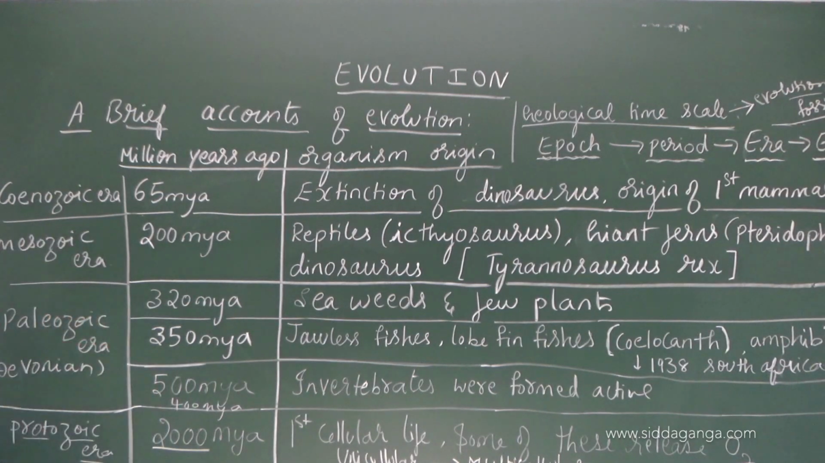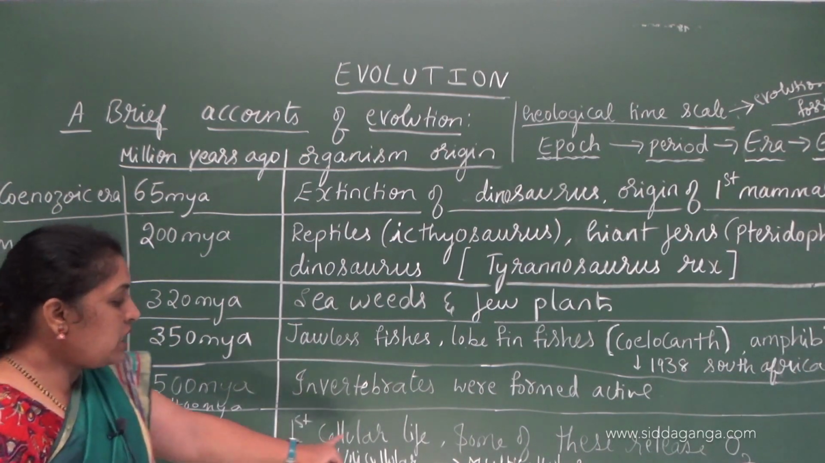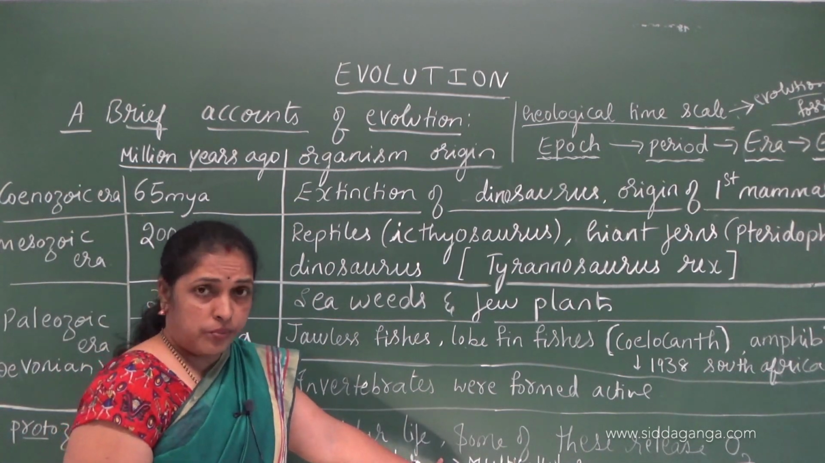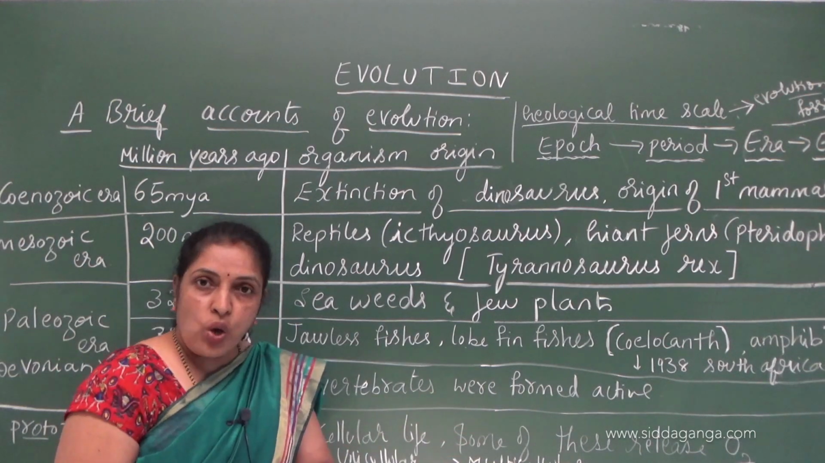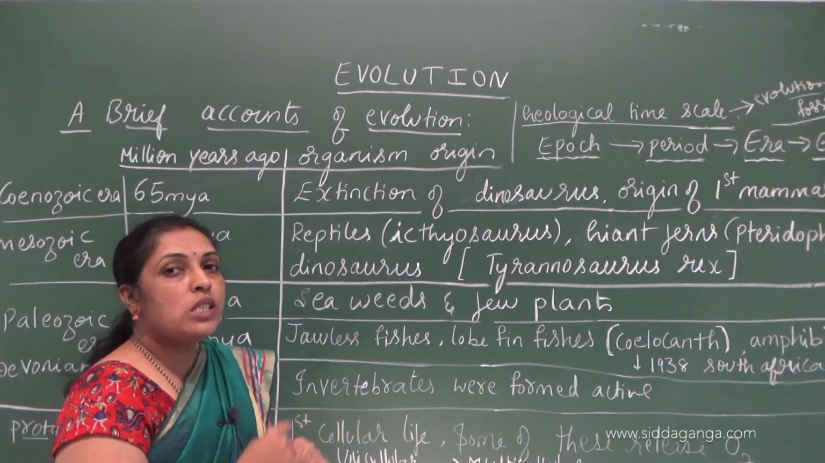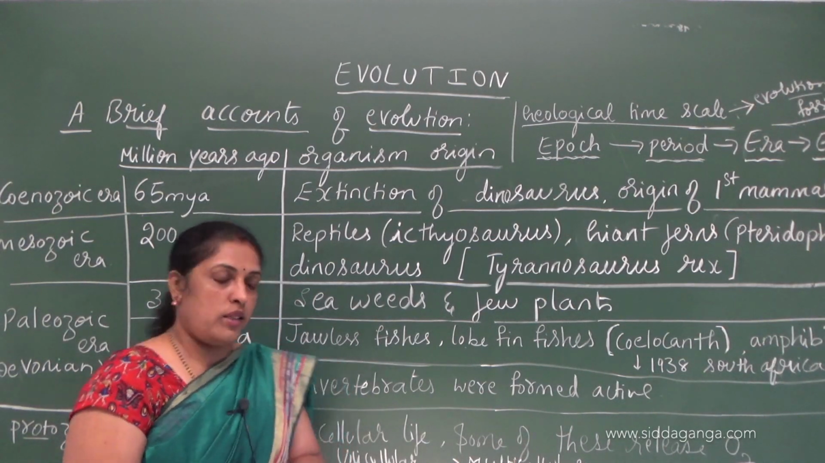So, that era is the Proterozoic era. In the Proterozoic era, around 2000 million years ago, the first cellular life form arose in water and they were able to release oxygen, and these unicellular organisms gave rise to multicellular organisms.